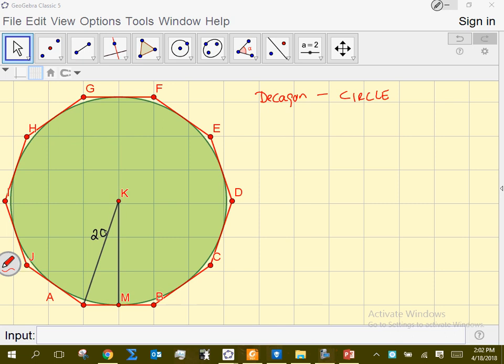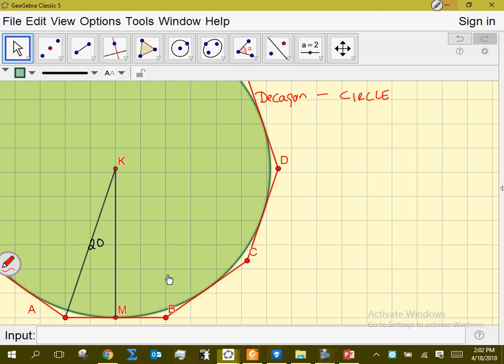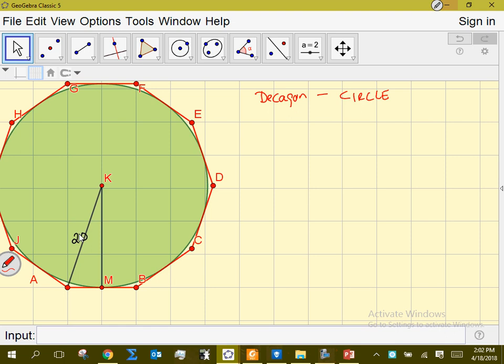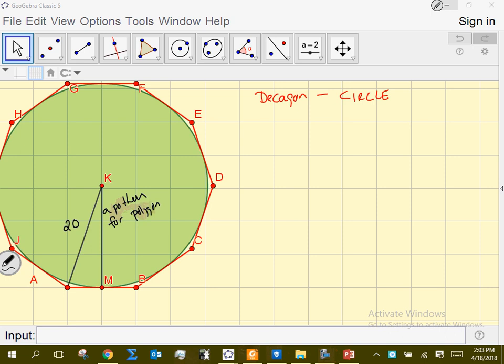If we're looking at the circle, is that 20 the radius of the circle? No. Okay. What segment is the radius of the circle? The apothem. So this is your apothem for the polygon. The apothem for the polygon is equal to the radius of the circle in this problem. Okay. So that's a key fact that we need to realize.